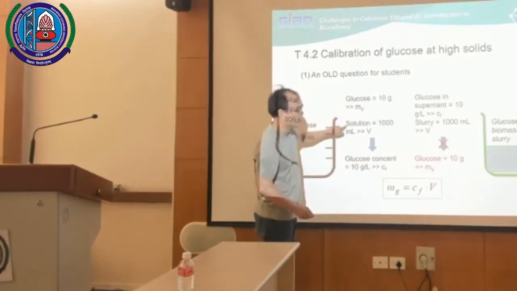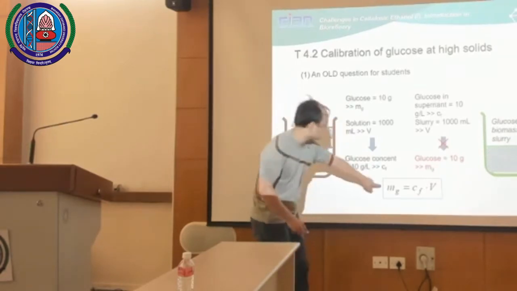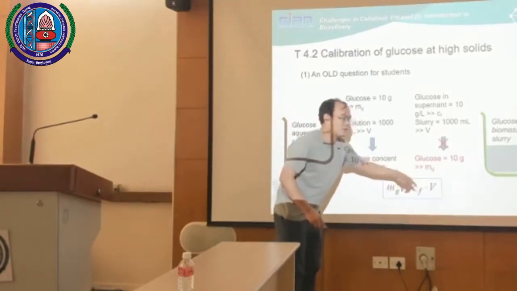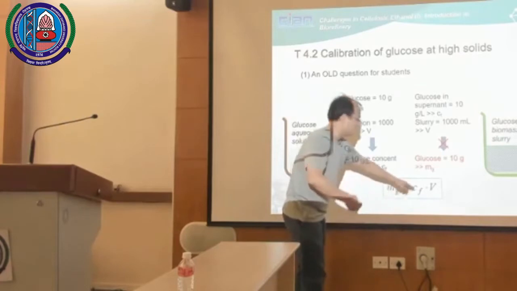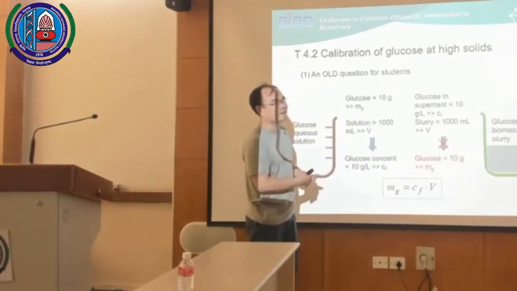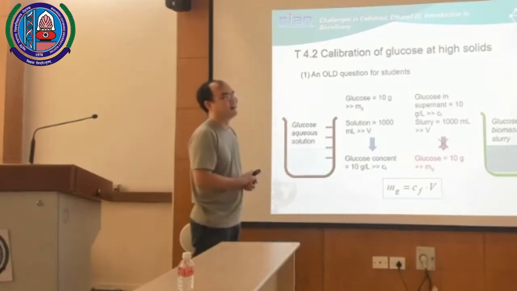Very simple. So you are getting mg. Mg is the mass of glucose. CF is the content of the free glucose in water, and this is the volume. It's very simple. But if there is a biomass, it's totally different.